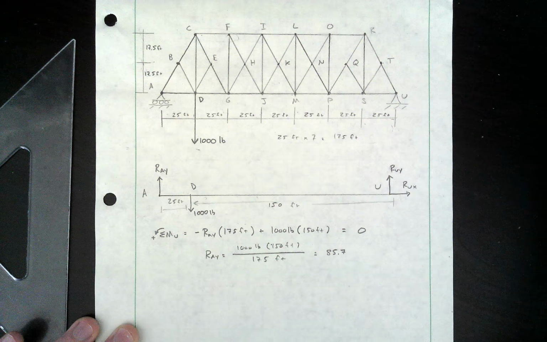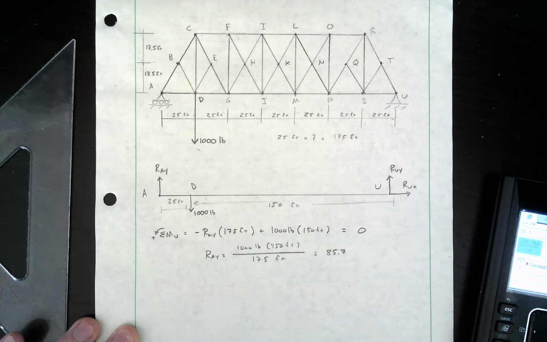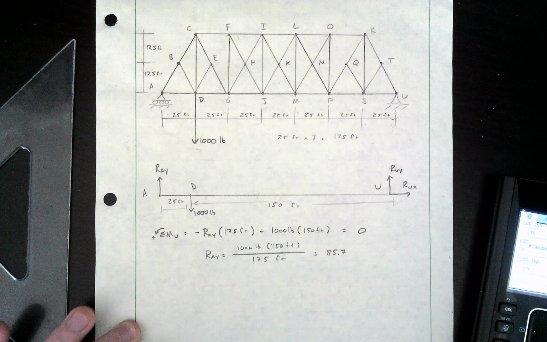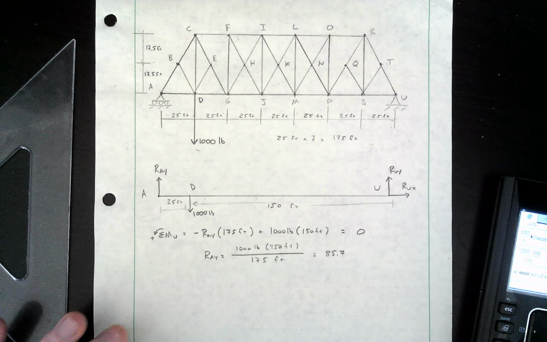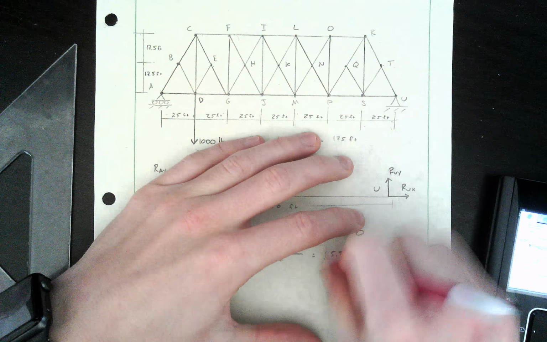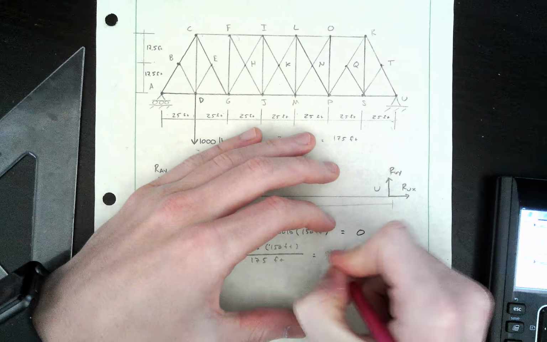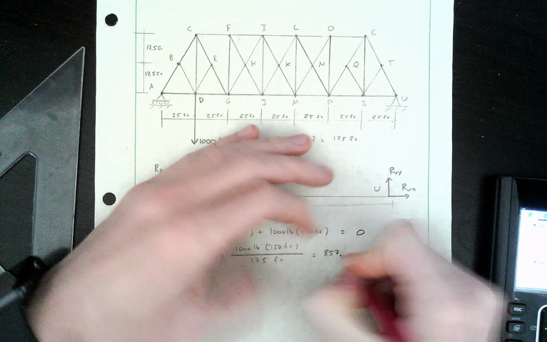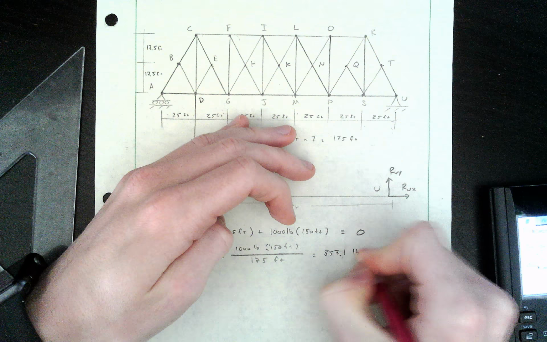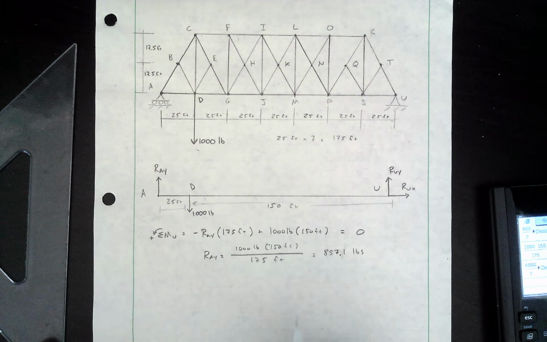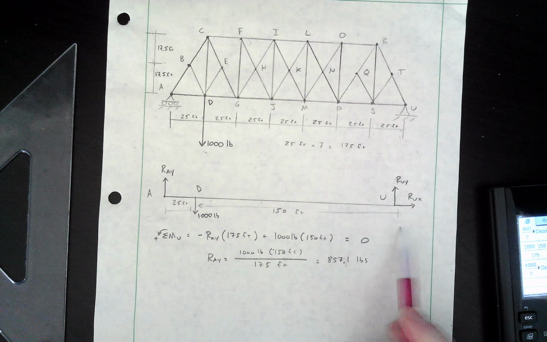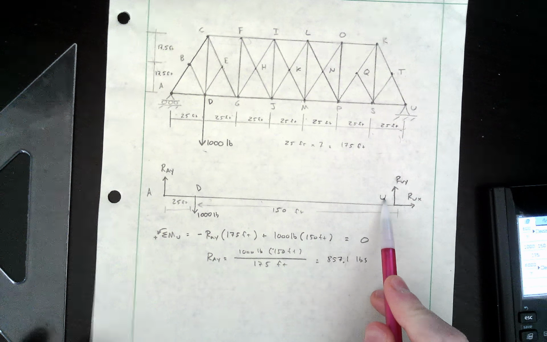Oh, you know what? I'm sorry. I put 100 times 150. That should be 1,000 times 150. So we're off by a factor of 10. And this will be 857.1 pounds.